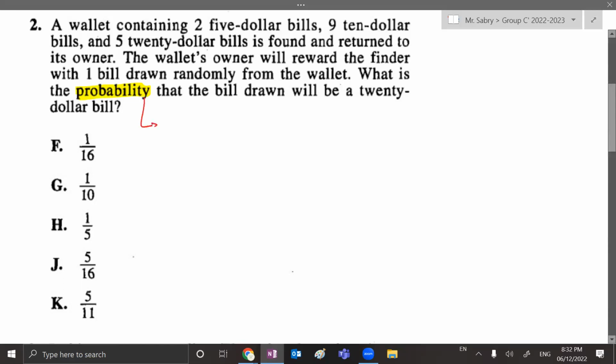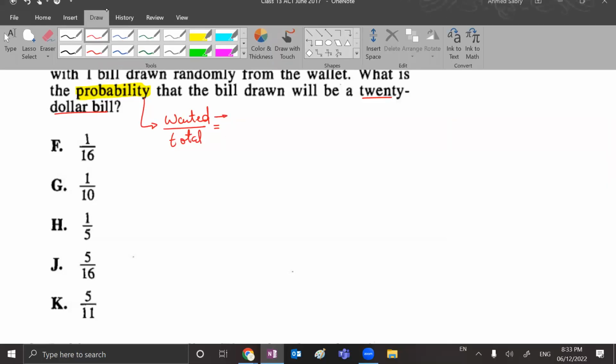So what's the rule of the probability? It's supposed to be the wanted over the total. In this case, the wanted is a $20 bill. How many $20 bills are there? There are 5 $20 bills. So I'll say that the wanted is now 5.